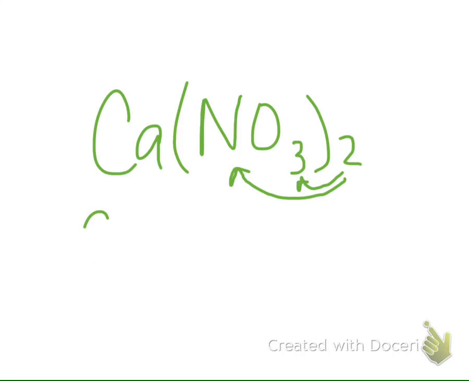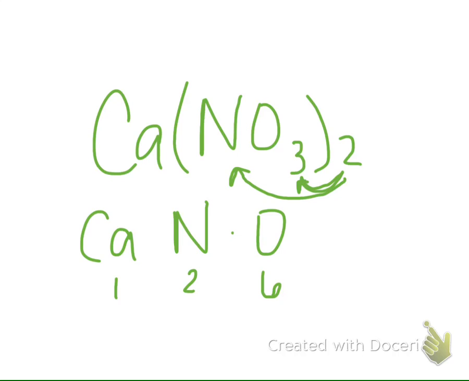Yeah, so we have 1 calcium, we have 2 nitrogens, and how many oxygens do we have? 6. We have 6 oxygens. This 3 and this 2 do not get added together, they get multiplied. Just like if there was a 1 here for nitrogen, you wouldn't say we have 3 nitrogen atoms, would you? You'd say we have 2, right? Because 2 times 1 is 2.